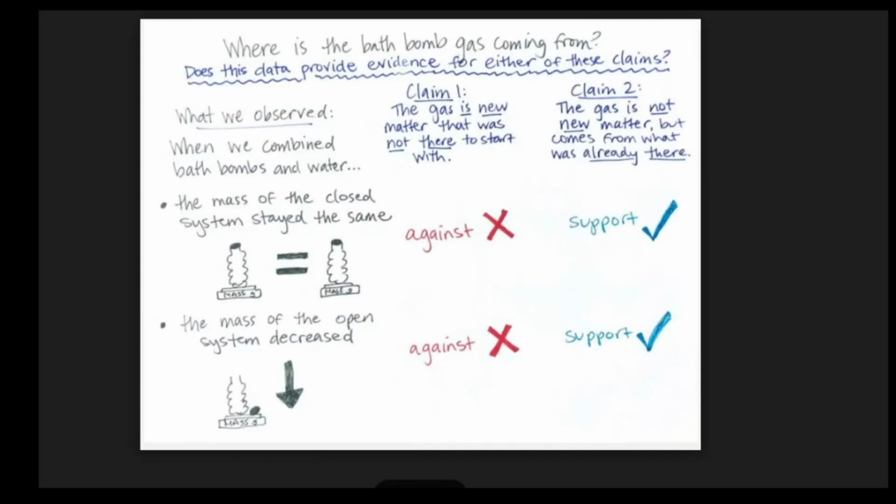Here's another chart. There's a lot of charts in this lesson. I would probably create all of this except for this box right here. When we combine the bath bombs and the water, the mass of the closed system stayed the same. So you're trying to say which claim it supports. In both instances we're supporting that the gas is not new matter. It comes from what was already there. So this is a really key idea: this gas might be new, but it comes from the matter in the bath bombs.